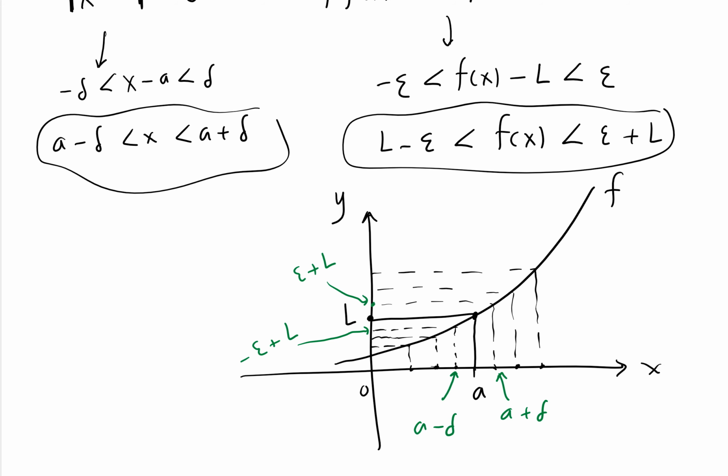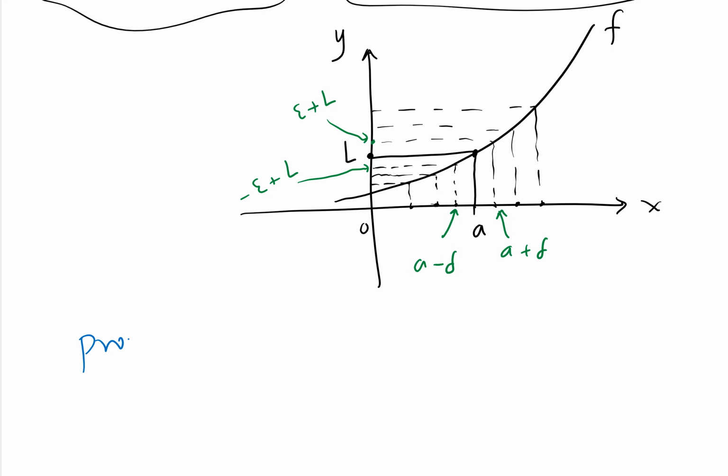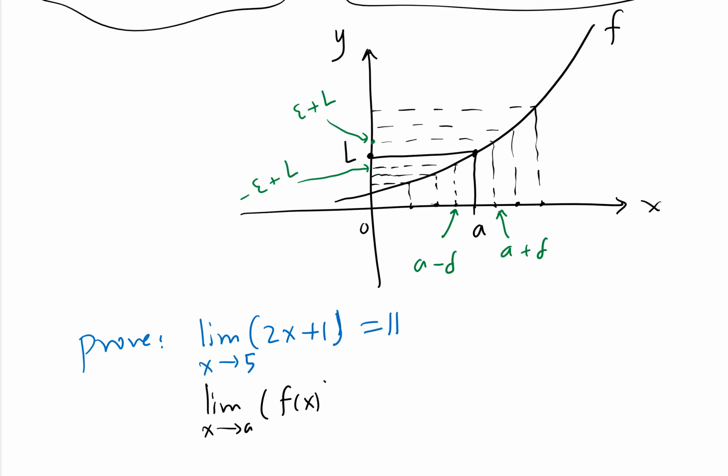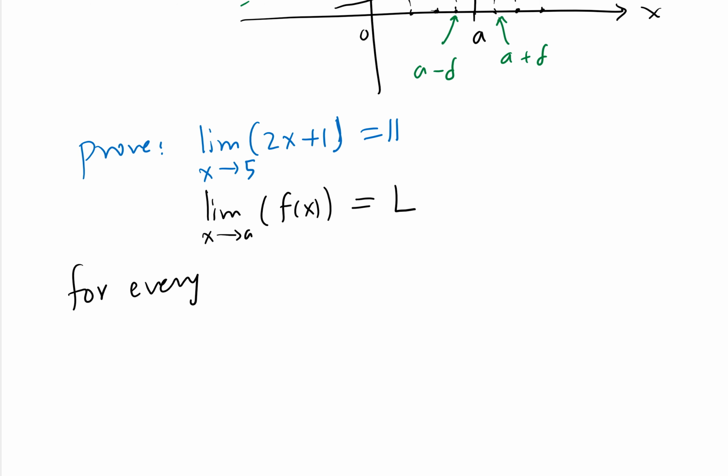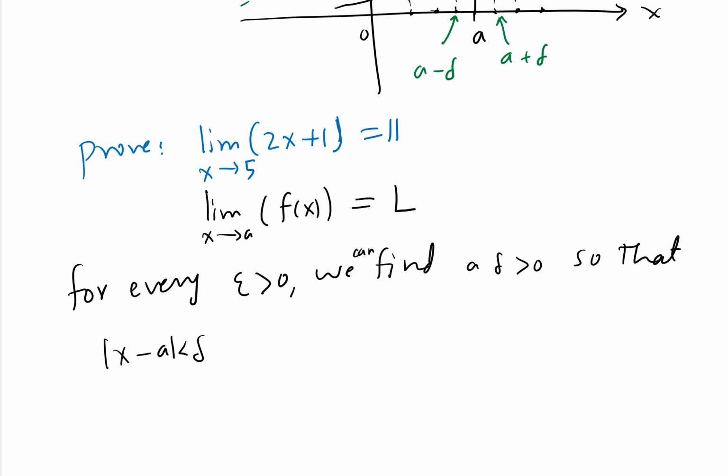Now to apply this to an example, to see how you work out problems, let's say we are asked to prove the limit of 2x plus 1 as x approaches 5 is 11. So this looks like the limit as x approaches a of the function f of x is L. How is this done? For every epsilon bigger than 0, we can find a delta bigger than 0, so that the absolute value of x minus a less than delta implies the absolute value of f of x minus L less than epsilon. So that's the main definition.